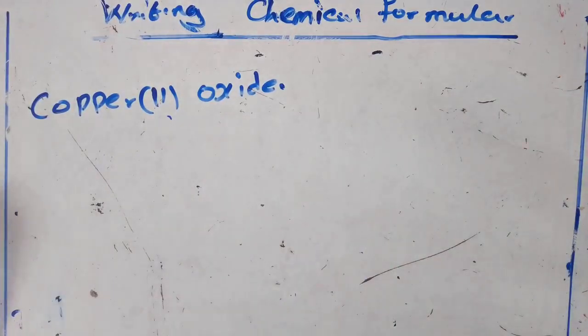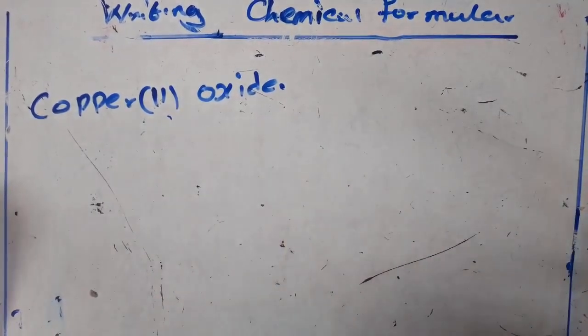Remember, valence is the combining power of elements or radicals. Also remember that an element is a pure substance, made up of only one type of atom. We also defined a radical to be a group of atoms that cannot exist on their own but need to combine with other elements for them to exist. So let's write copper 2 oxide.